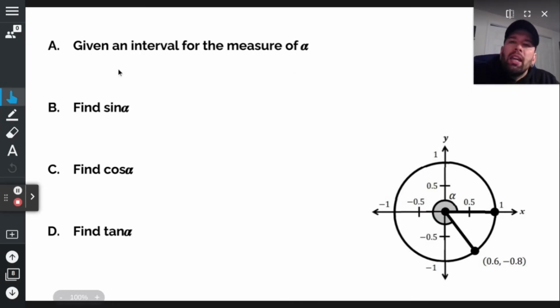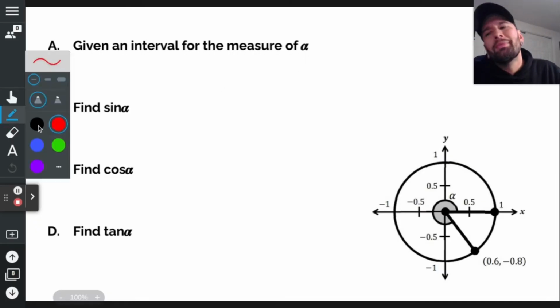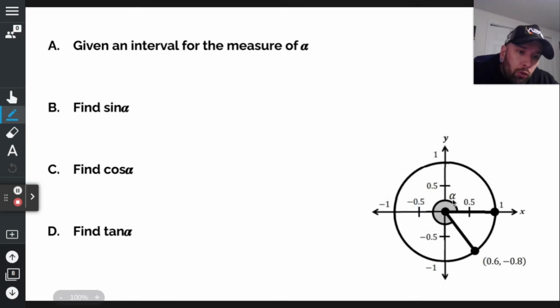Given an interval for the measure of alpha. Ooh, what are we talking about? Me? I'm not alpha. The measure of alpha is this whole angle right there. They want me to find sine alpha, cos alpha, and tan alpha. Ooh, this is the unit circle. How do I know that? Well, because the radius is 1.